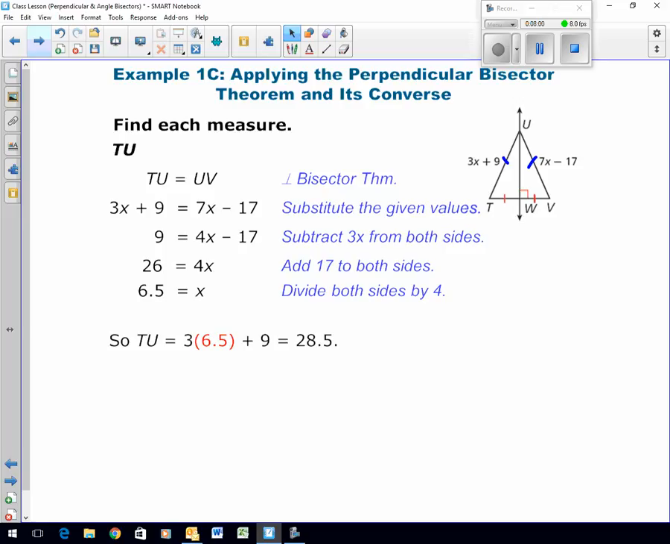Because I could say, what is T to U? And you'd say 3x plus 9. And I could say, okay, what's B to U? And you'd say 7x minus 7. That's why I say numerical value. All right? It's cool. Right?